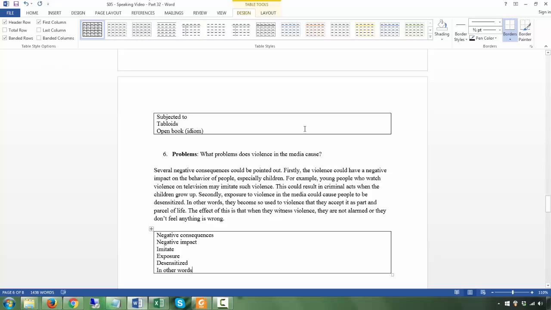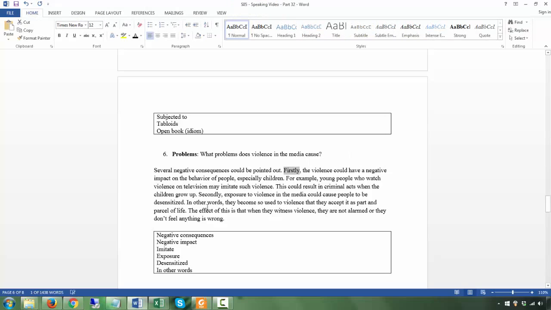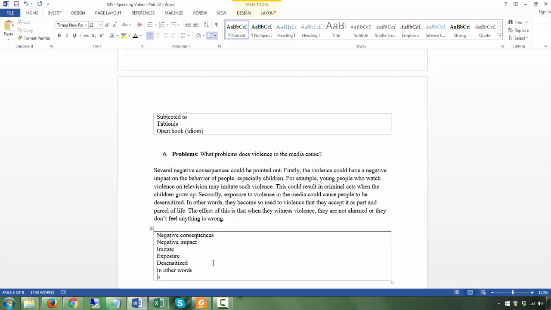Okay, here you have your firstly and your secondly. That's fine as a cohesive device, a signaling word. In other words, also signals that I'm going to explain what I mean. Okay, in other words, so that's a good phrase. They become so used to violence that they accept it as part and parcel of life.